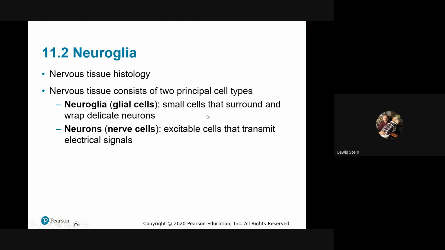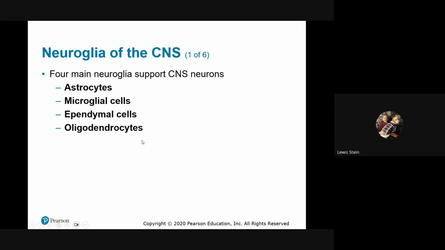So glial cells wrap around delicate neurons. Nerves themselves we'll get to. Here are the categories: astrocytes, as you will see, and we'll get to what we can today in introducing it, microglia, ependymal, and oligodendrocytes. See, I didn't even have to look at that to remember.